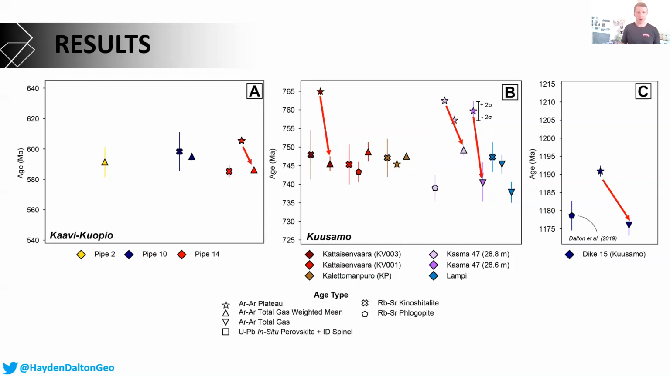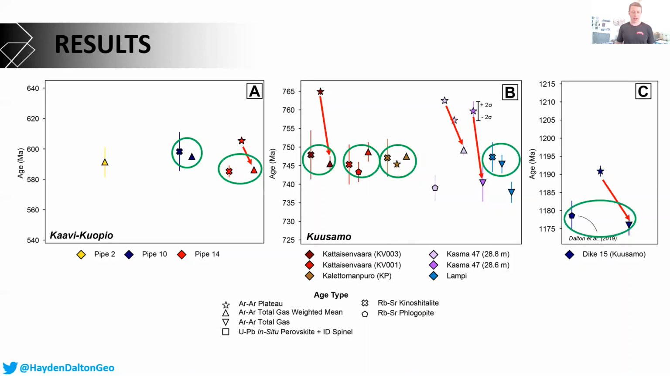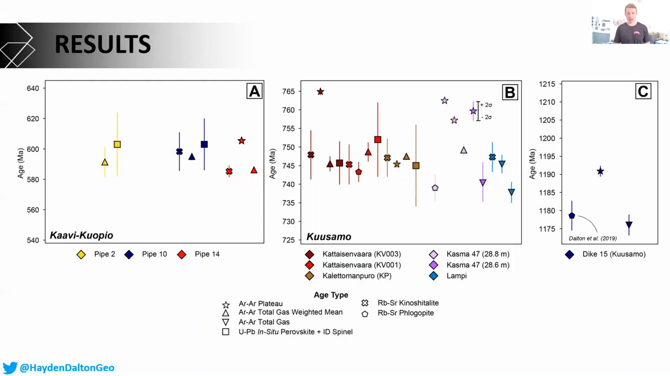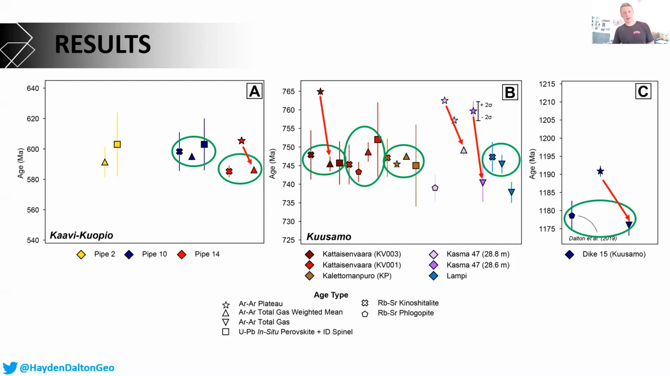How do they compare? Again, reminding you, total gas age is younger than the plateau ages, but the total gas ages overlap with the rubidium strontium ages in almost every case, which is interesting. Now, if you look at the uranium lead perovskite ages, again, total gas age is younger than plateau ages, rubidium strontium ages overlap with total gas ages, and so do all the uranium lead perovskite ages.